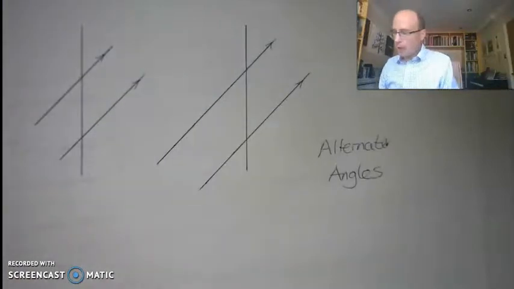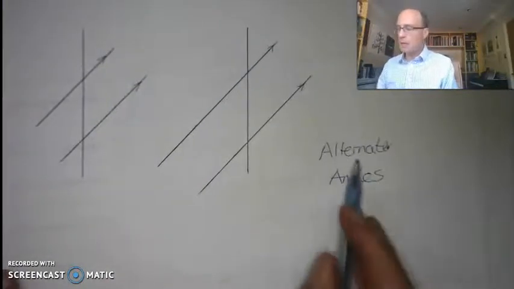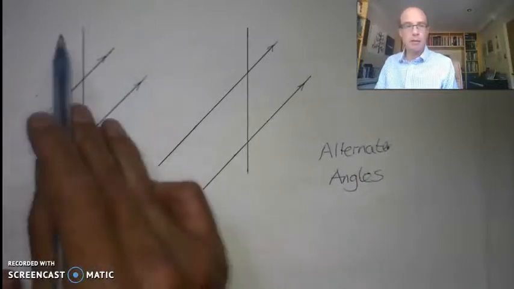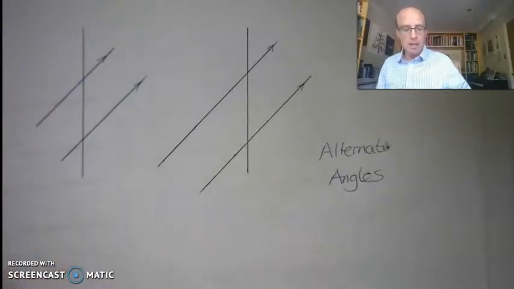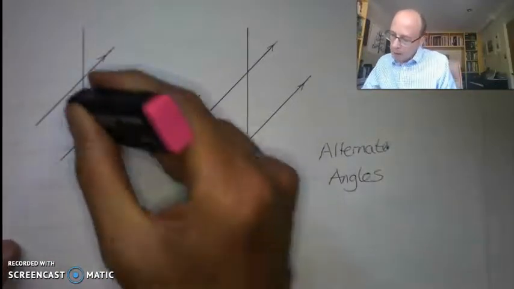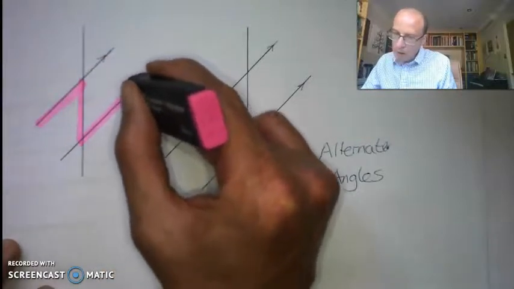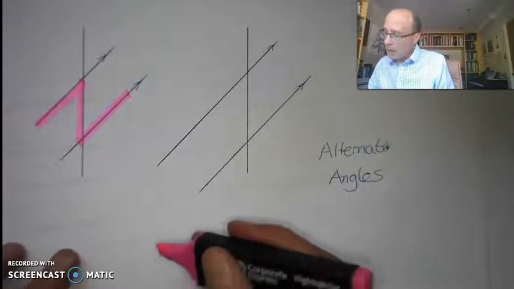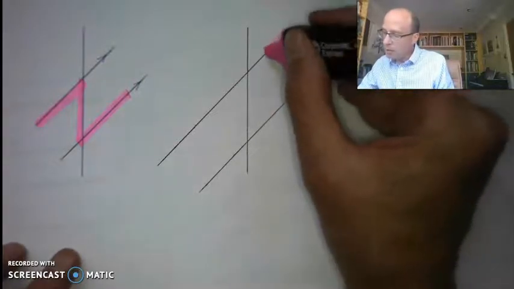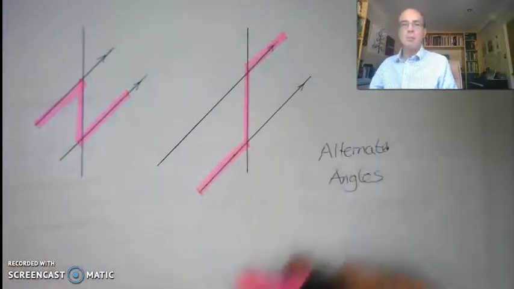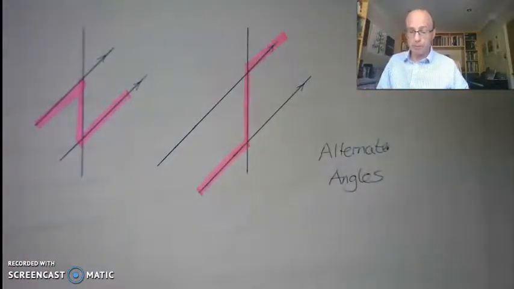Second set of angles that I want to have a look at is alternate angles. So I've got another pair of parallel lines. I've got my transversal in place. And this time, rather than drawing an F, I'm going to draw a Z. So on the first diagram, I'm going to draw it in like so. And on the second diagram, I'm going to draw it back to front. It looks like it's been stretched a little bit, but it's just a Z that's backwards.